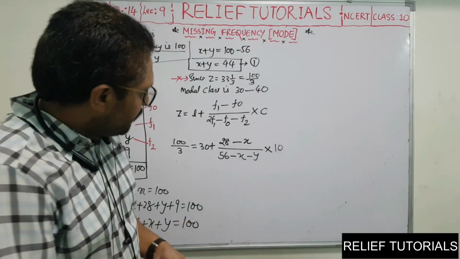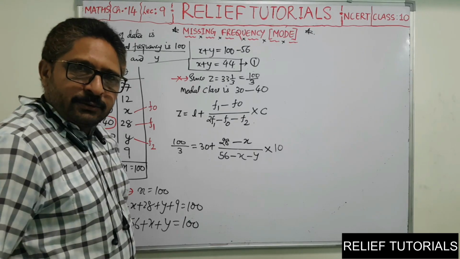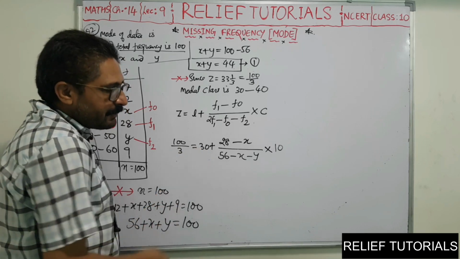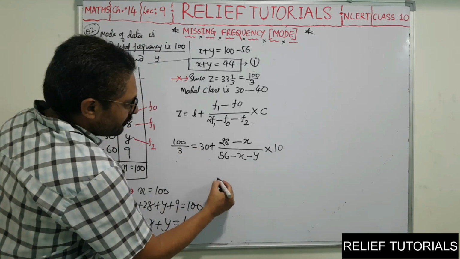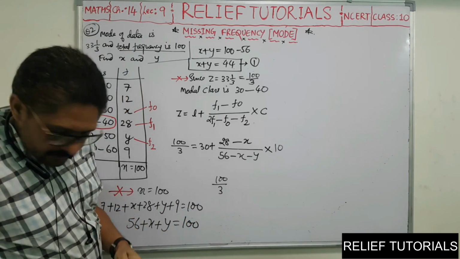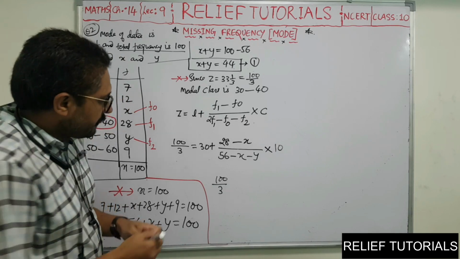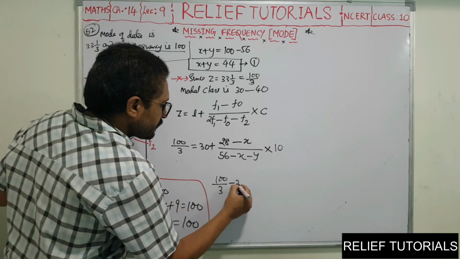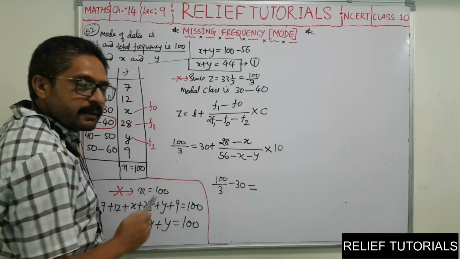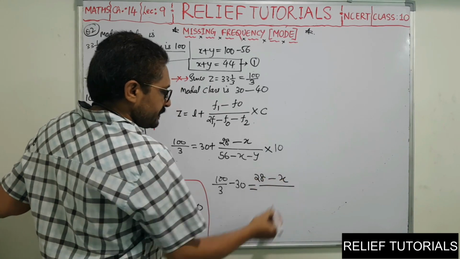Now come back to our problem. See here. Now what we can do, as usual I told you, this 30 plus, when it comes here it will become minus. So I can write here now 100 upon 3 minus 30 is equal to, this 30 plus, when it comes here, minus. Here in the numerator you can't do anything, 28 minus x.